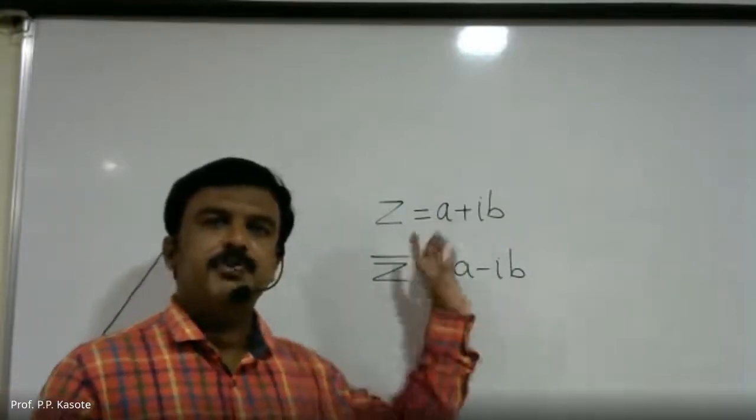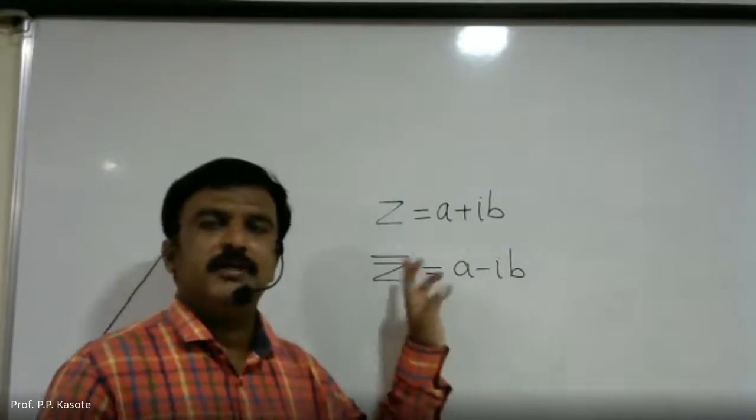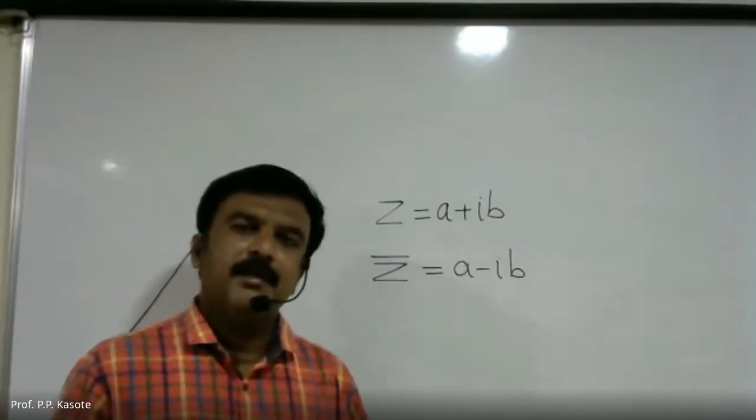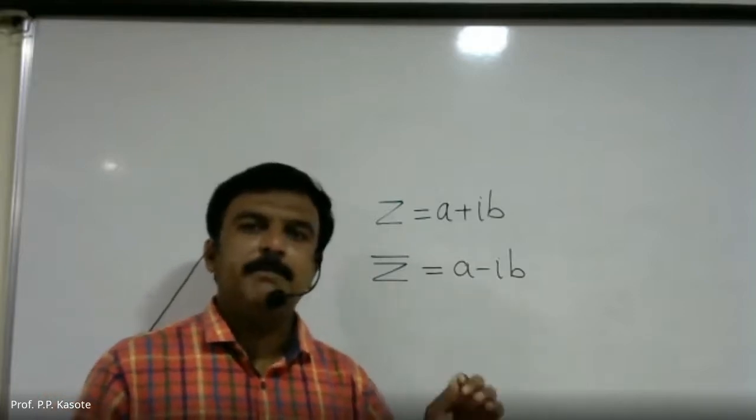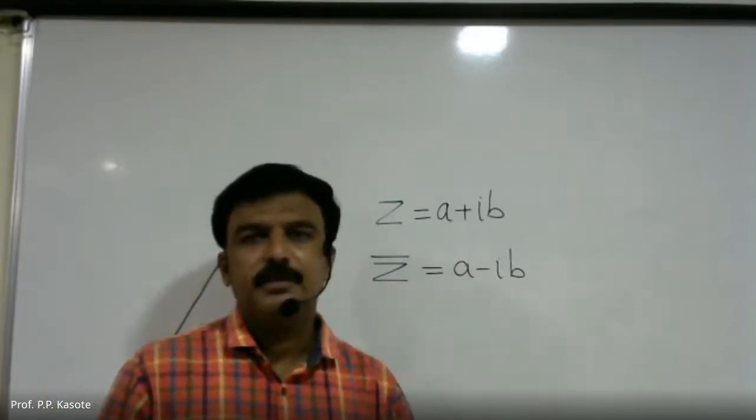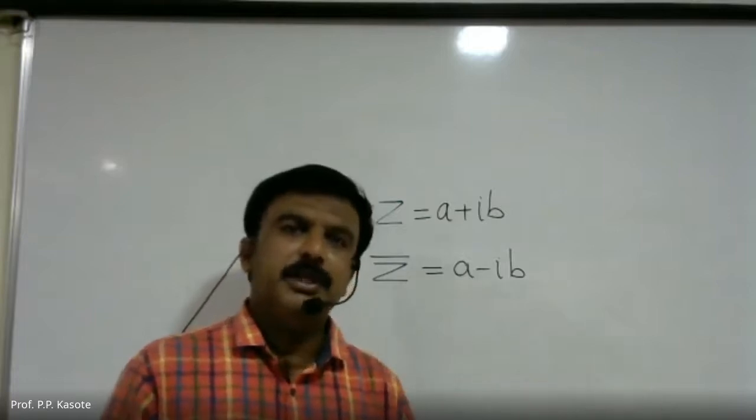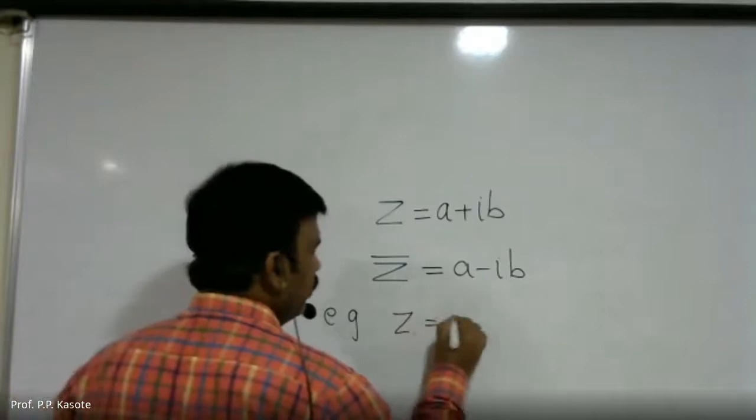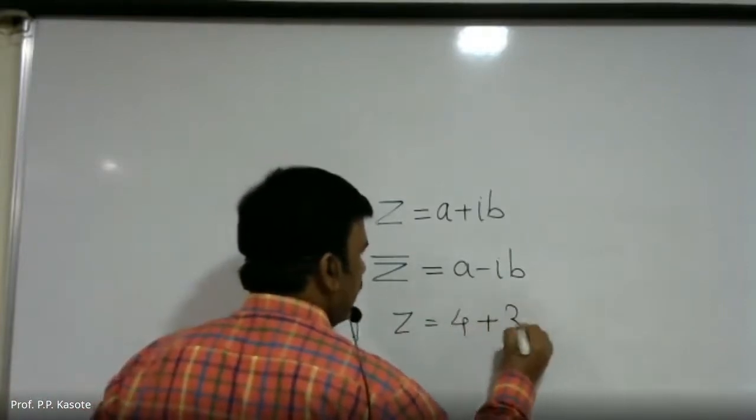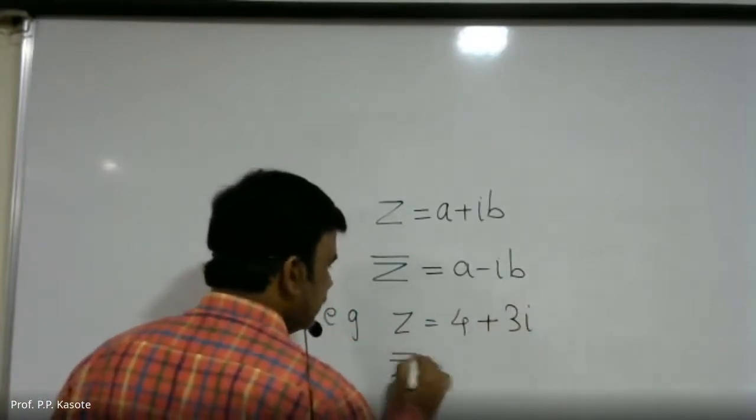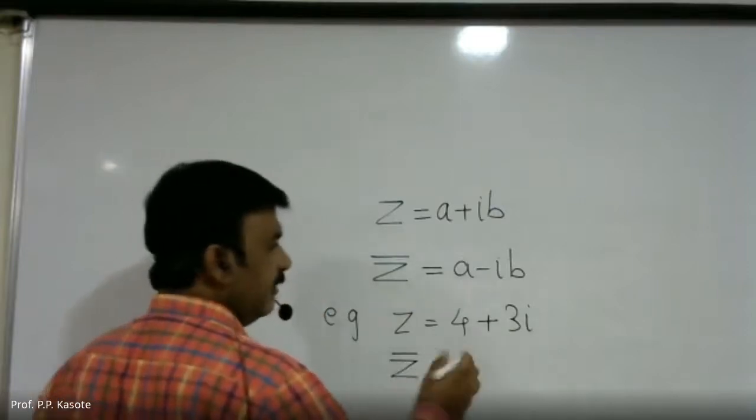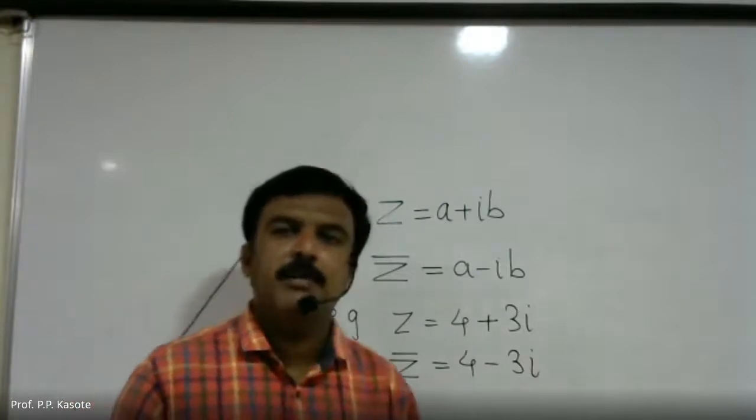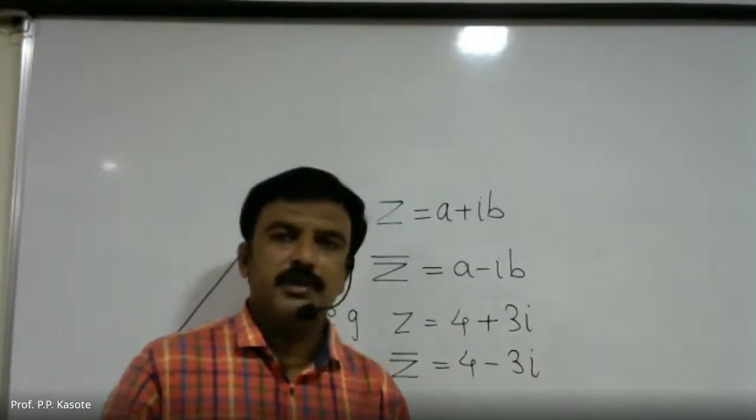If we have z is equal to a plus ib, then its conjugate, that is z dash, is equal to a minus ib. In this you can observe that only the sign of imaginary part is changed. सिर्फ इमेजिनरी पार्ट का साइन जो है चेंज हो गया है. Simple example, suppose we have z is equal to 4 plus 3i, so of course z dash or else conjugate of z is equal to 4 minus 3i. मतलब conjugate में सिर्फ इमेजिनरी पार्ट का साइन चेंज हो जाता है.